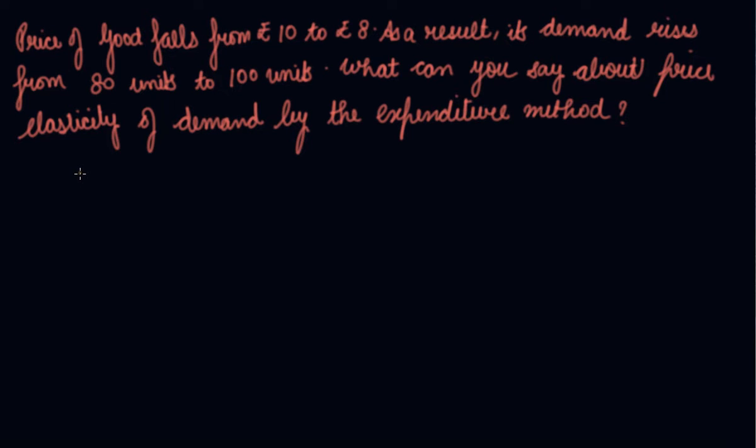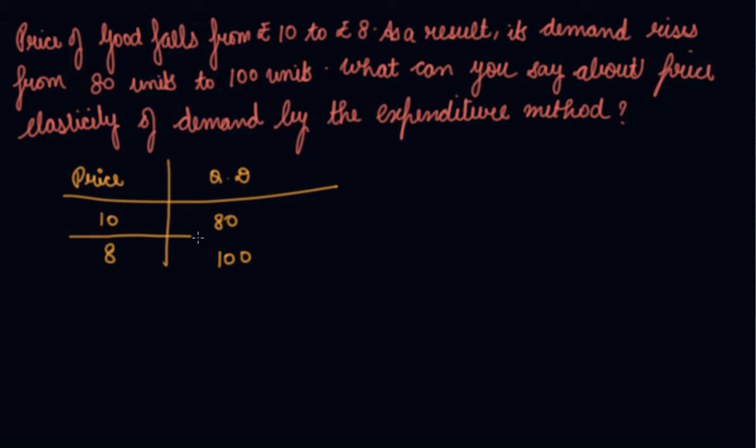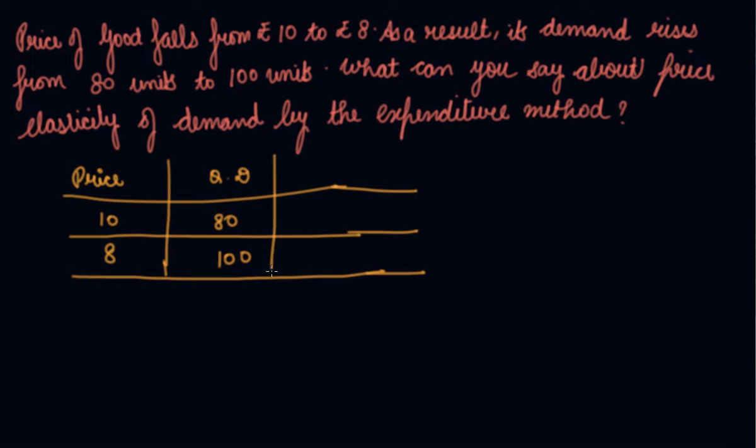Now, what is given to you? You are given the price and the quantity demanded. The price was 10, the quantity demanded was 80. Now, price is reduced to 8, the quantity demanded is 100. Now, if this was the percentage method, a simple calculation of price elasticity of demand, we could have used the formula and calculated the elasticity of demand. But in this question, they've asked you to calculate through the total expenditure method.